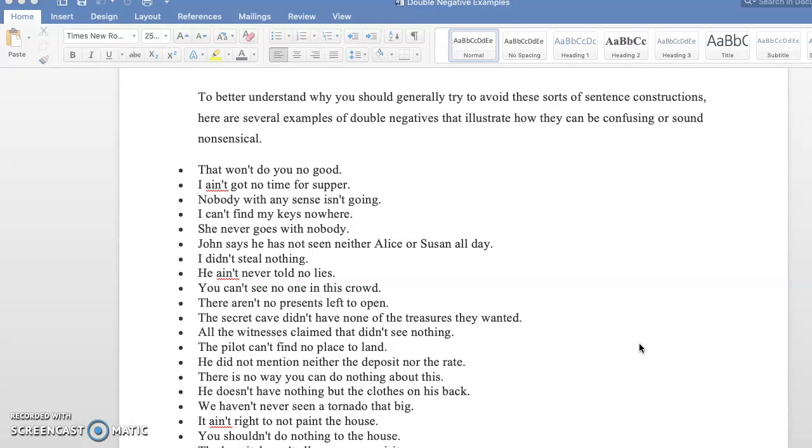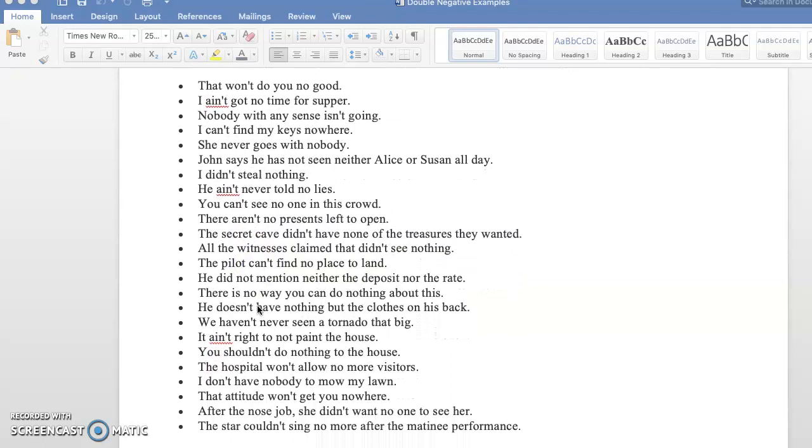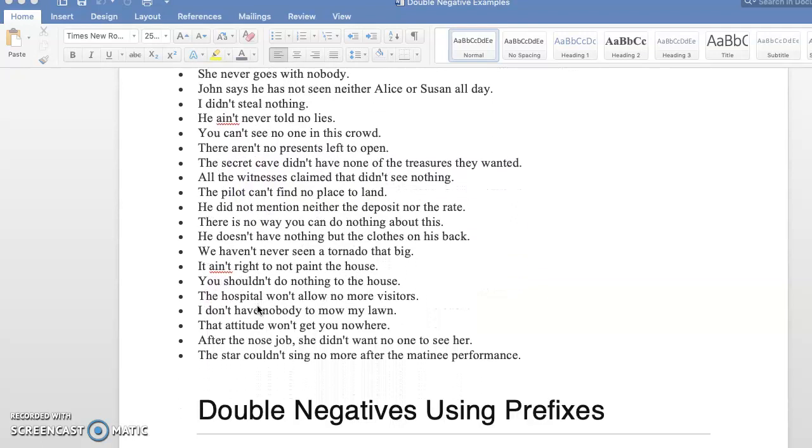That won't do you no good. I ain't got no time for supper. We cannot use apostrophe T and no in the same sentence. We can't say ain't, not a word, and no in the same sentence. Nobody with any sense isn't going. Nobody, any. And then we have not also. I can't find my keys nowhere. Apostrophe T and no. We can't use these in a sentence, and there's many, many more examples.